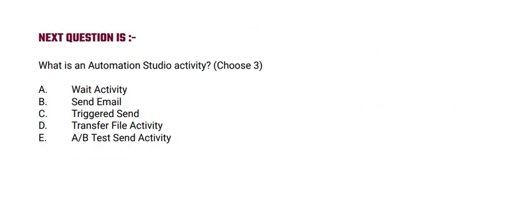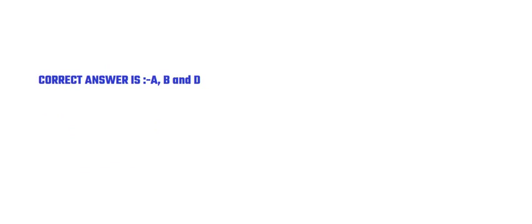Next question is: what is an Automation Studio activity? Choose three options. The options are: option A, wait activity; option B, send email; option C, triggered send; option D, transfer file activity; and option E, A/B test send activity. The correct options are A, B, and D.